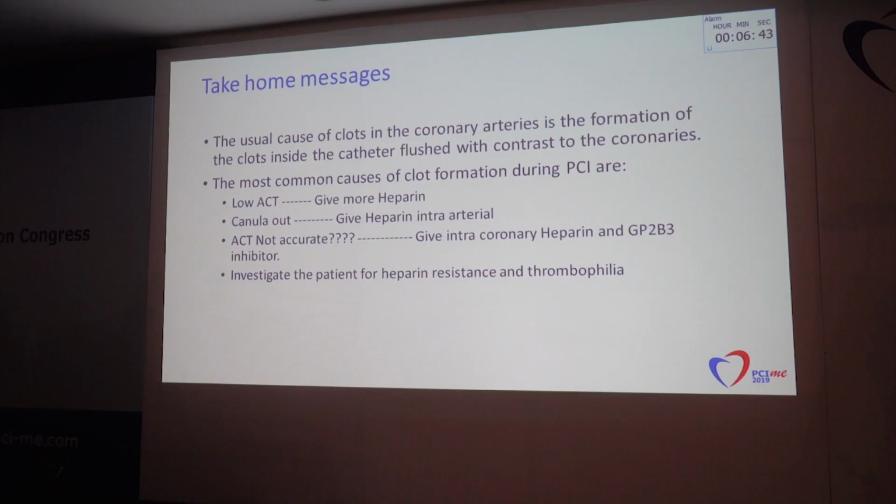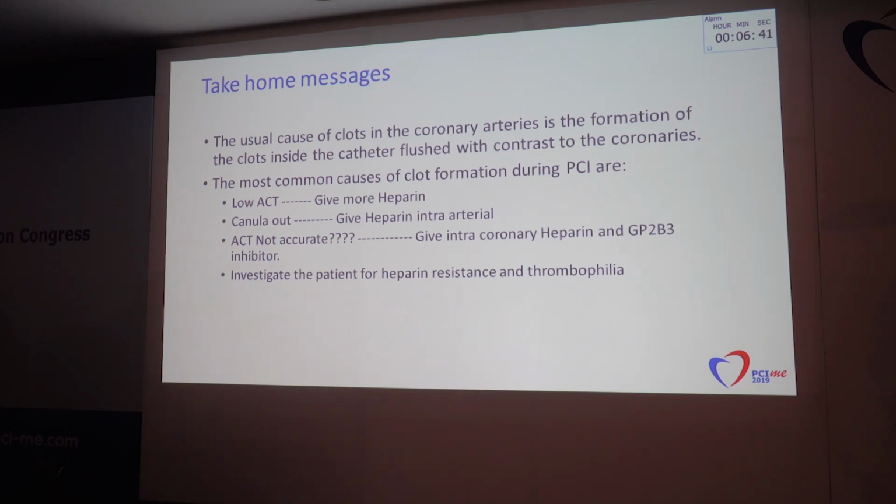My take-home message, if you would like to continue with this: the usual cause of clots in the coronary arteries is the formation of clots inside the catheter flushed with the contrast to the coronaries. This is the most common cause of the clots.